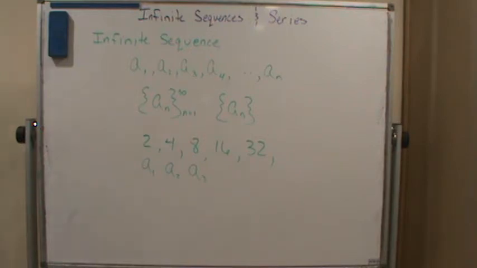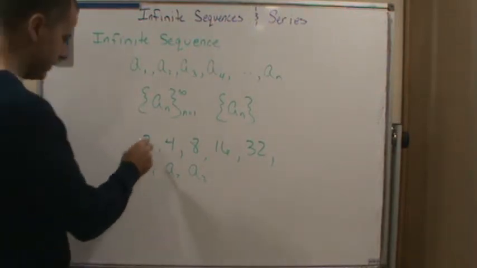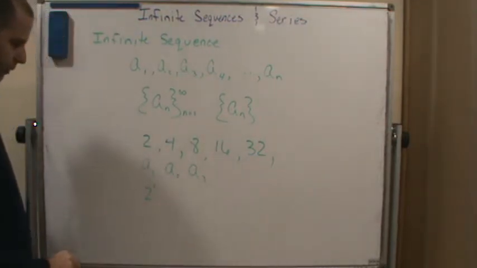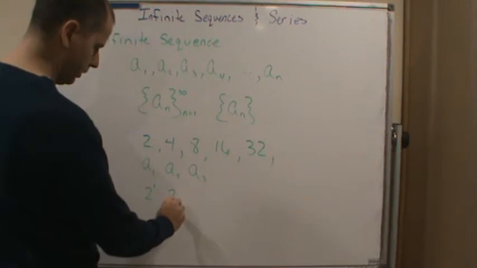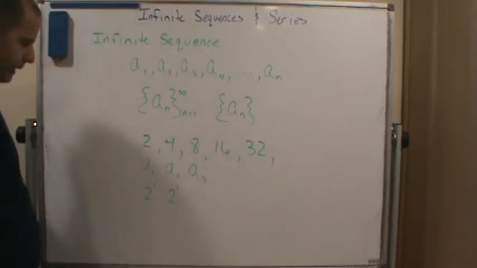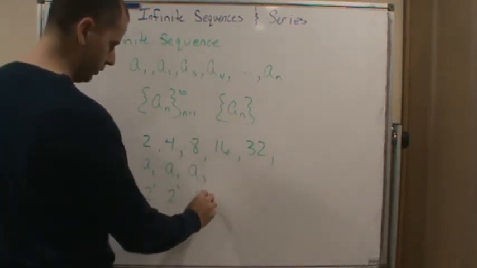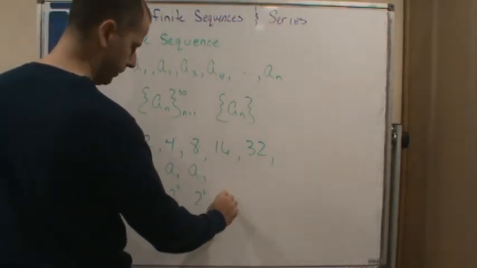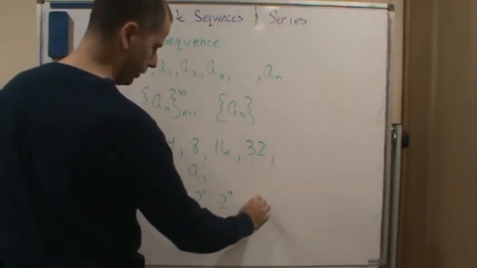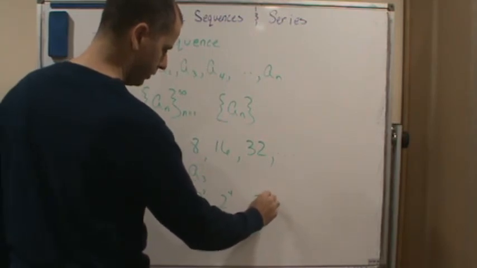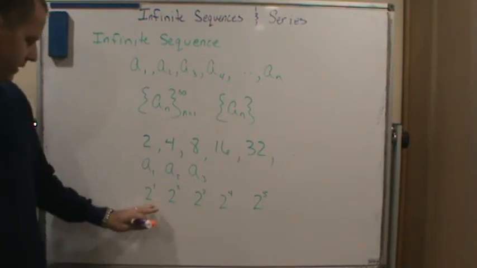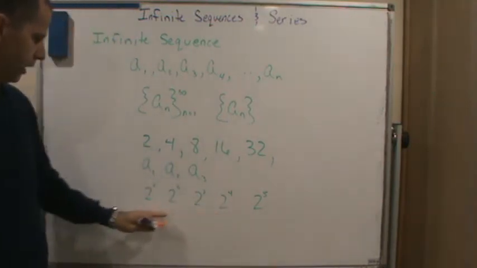In fact, we can write this as 2 to the first power, 2 to the second power, 2 to the third power, and then we can keep going: 2 to the fourth, 2 to the fifth. So it looks like these are powers of 2.